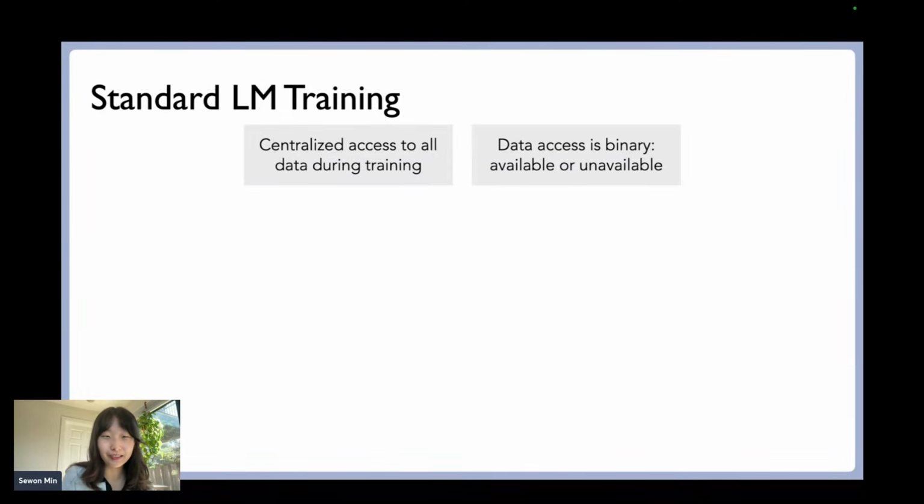In standard language model training, we typically assume we have centralized access to all data throughout training. So model developers should have access to all the training data and train one giant model on this data. And of course, here we assume that data access is binary, either available or not available. We take this for granted, and when we hear it, it sounds very obvious. But I want to argue that these two conditions may not be optimal in practical scenarios.